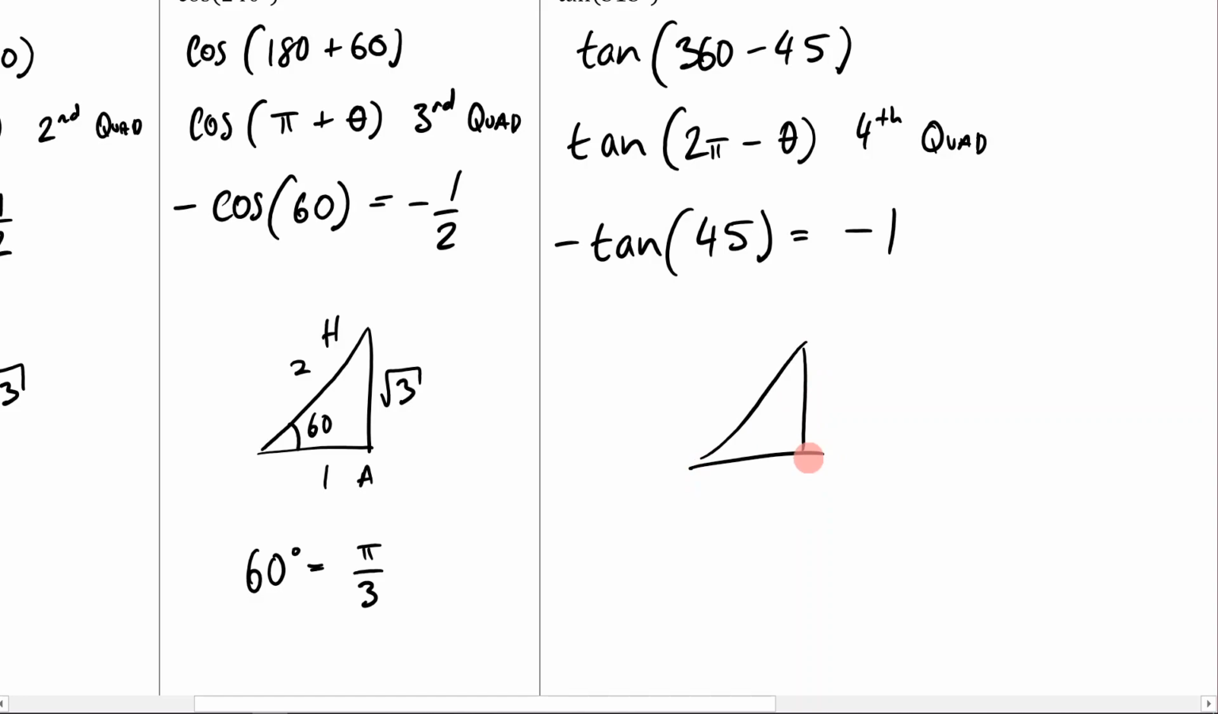Let's draw a triangle here. This is going to be 45 degrees. This is 1, this is 1, this is the square root of 2. Tan is opposite over adjacent. 1 over 1 is 1. That's how we're getting it.